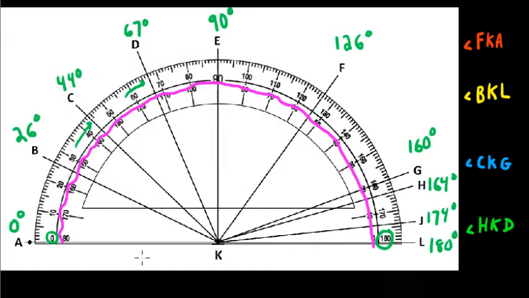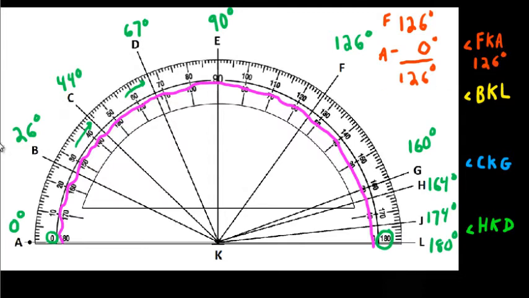Now what we're supposed to do is measure angle FKA. I know that F is right here, it's 126, and F is bigger than A, so I'm going to write F first. 126 degrees for F, and A is 0 degrees. We just subtract them. The answer is 126 degrees. So angle FKA is 126 degrees.